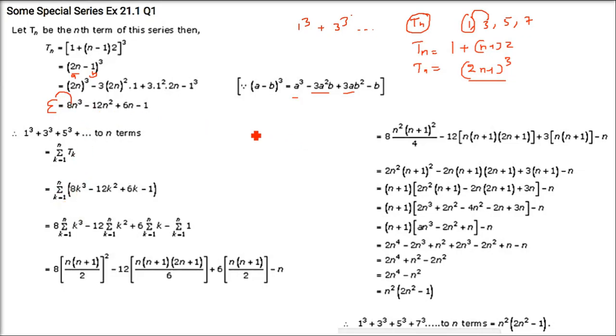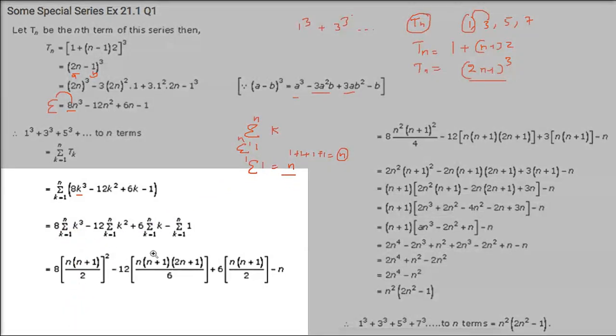Sigma means summation. Now whenever we have this n, you will use k. That is, we are trying to find out the sum from 1 till n. So this 8, now we will use it as k cube, now 12k square plus 6k minus 1. So whenever we have sigma 1 from 1 to n, that means 1 plus 1 plus 1, n times, that will always come to be n. Remember, that will always come as n. So whenever you have sigma 1, it is n.